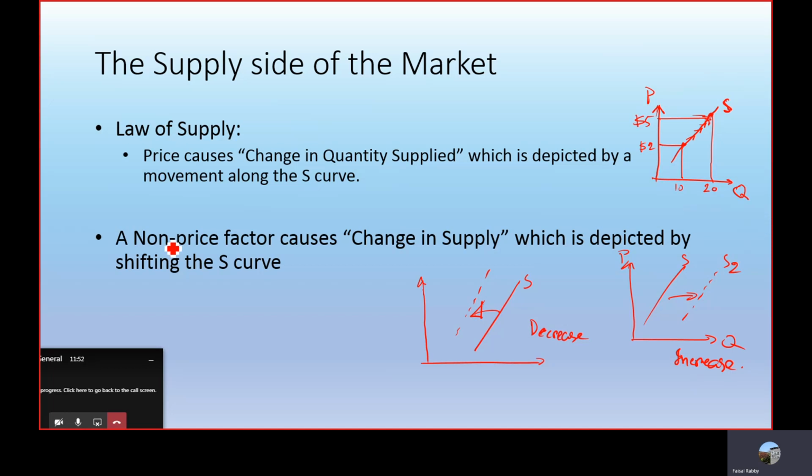On the other hand, any non-price factor can sometimes affect the supplier's behavior, but we'll have to show that behavior by shifting the supply curve. For example, if any non-price factor increases supply, we'll show that in a graph by shifting the supply curve to the right, because quantity is measured on the horizontal axis, and to show an increase, we'll have to shift the curve to the right. Oppositely, if any non-price factor causes supply to decrease, in a graph we'll just shift the supply curve to the left to depict that.